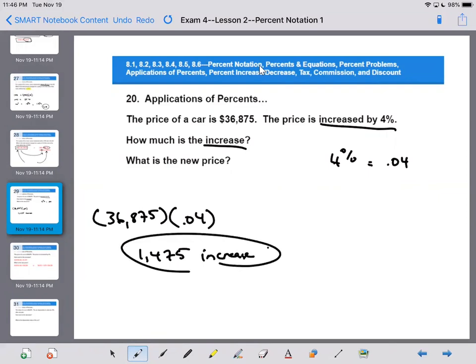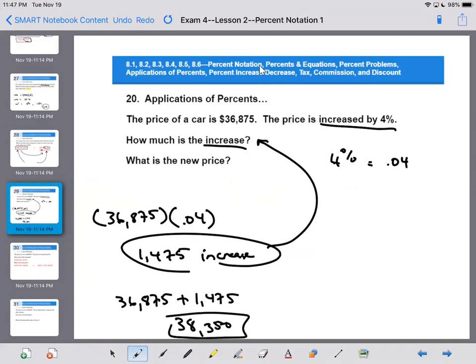Okay, so that answers this question. Now, what's the new price? Well, the new price would be 36,875 plus the 1,475. We can get that answer just by adding those two together, and we're going to get 38,350.